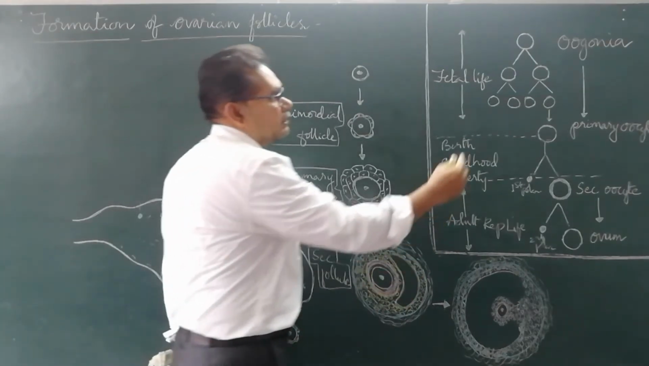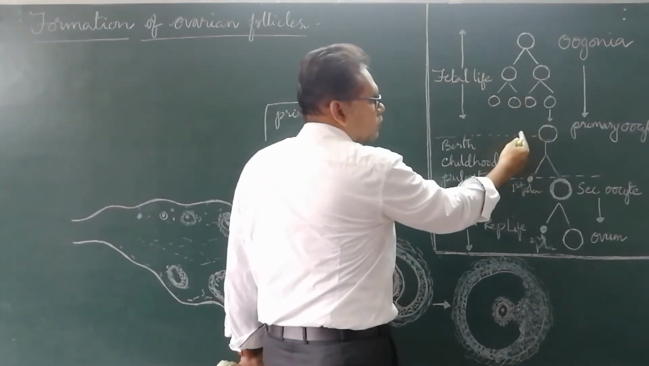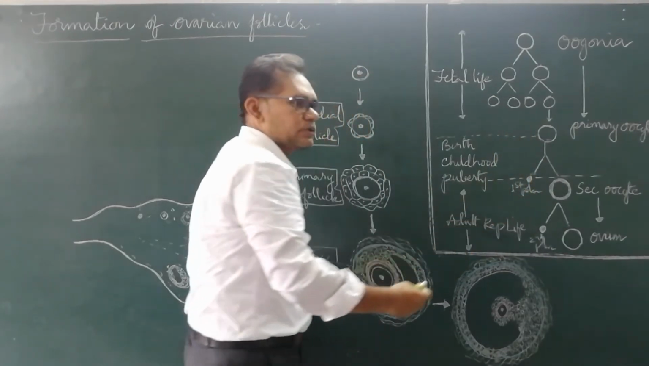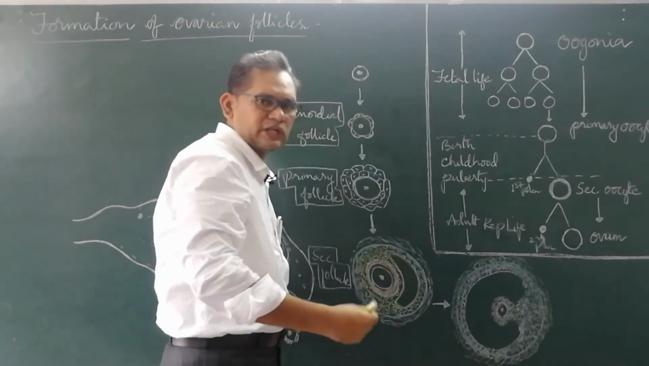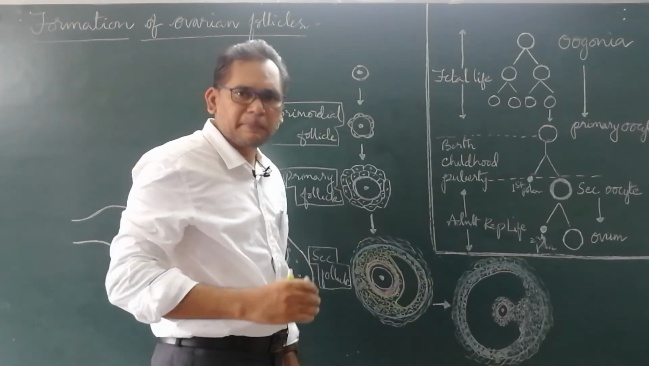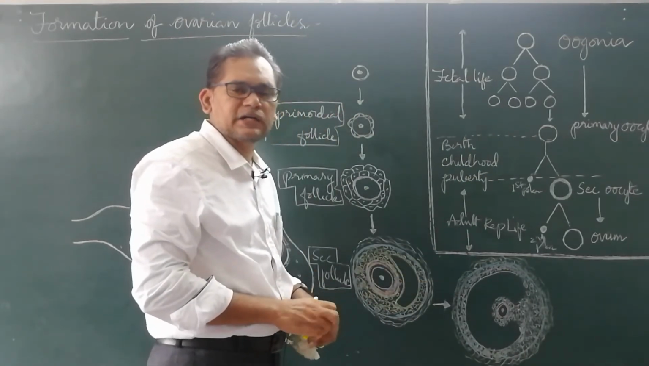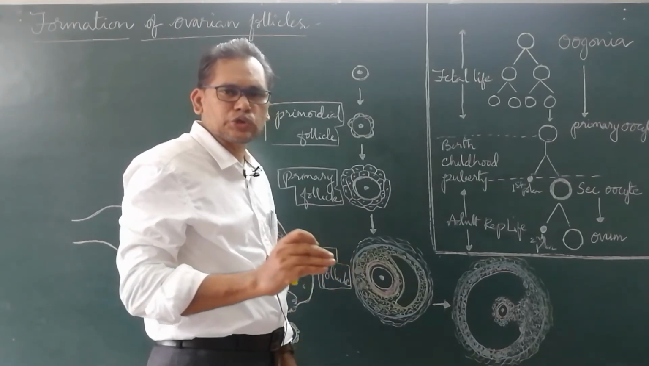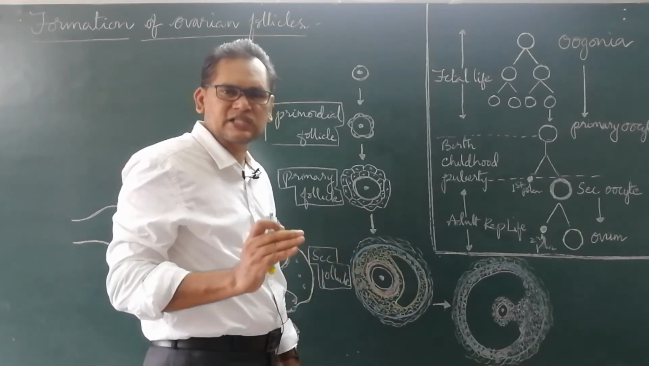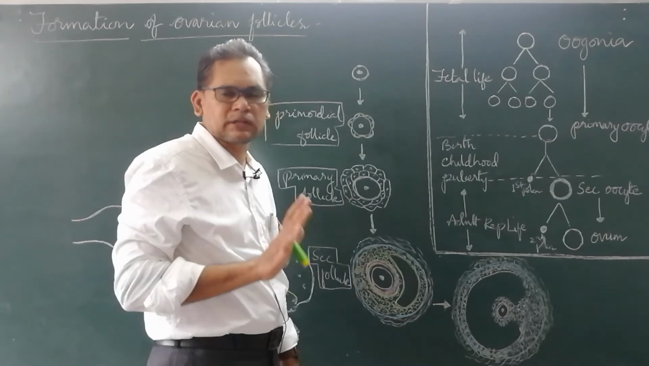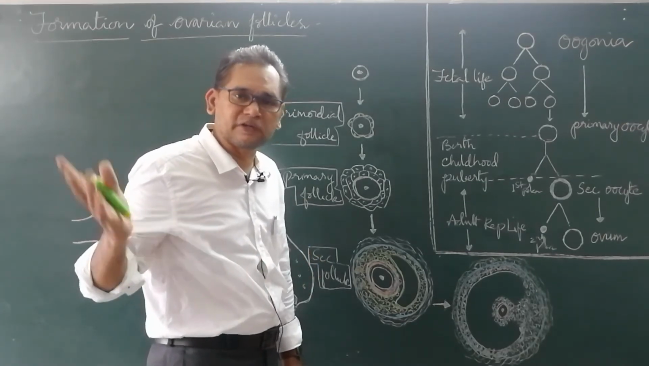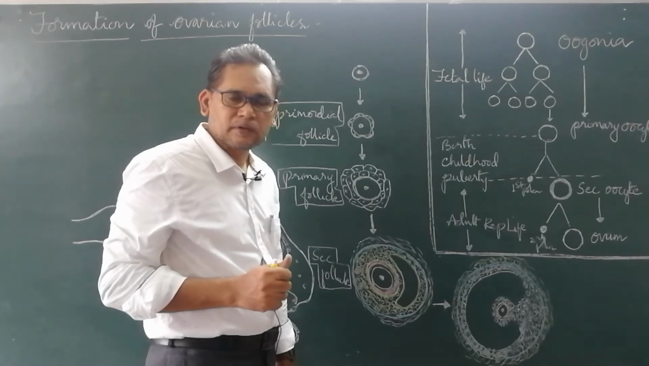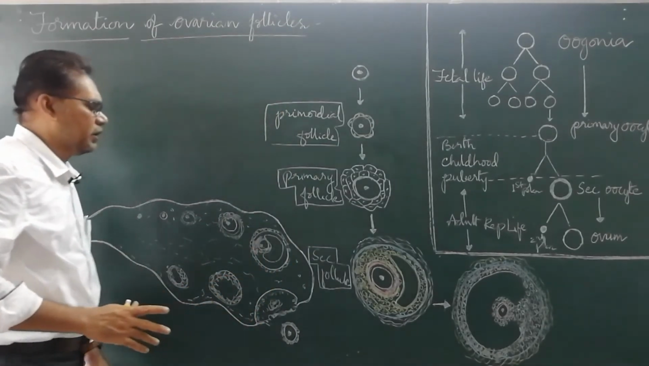Now here, from oogonia to primary oocytes, from primary oocytes to secondary oocytes. During this process, even in oogonia to primary oocyte formation, many follicles get degenerated. Only 60 to 80,000 oocytes remain in the female ovary. Among the 60 to 80,000, again every month 10 to 15 get degenerated. Okay, this is how it takes place.